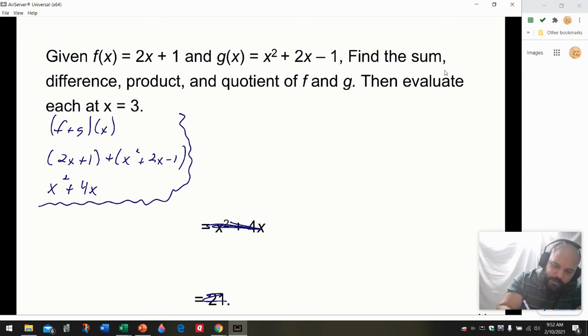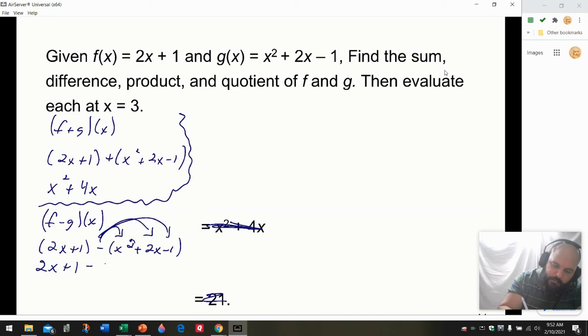Now for the difference, it's really going to be pretty much the same thing, except we're going to replace the plus with a minus. So we have 2x plus 1 minus x squared minus or plus 2x minus 1. Now this negative has to be distributed to all three things. So we have 2x plus 1 minus x squared minus 2x plus 1, like that.